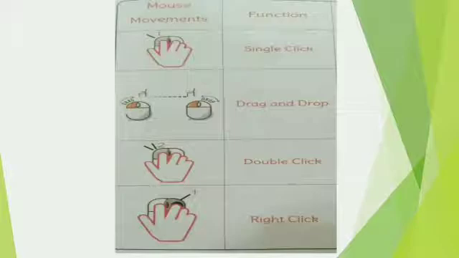Next, double click. Double click means rapidly press and release the left mouse button twice with your index finger. This action opens a file, folder or document. Right click. You have to press and release the right mouse button with your middle finger. A right click will display a list of commands related to that item on the screen.